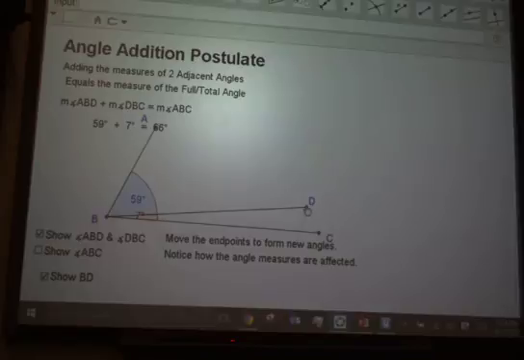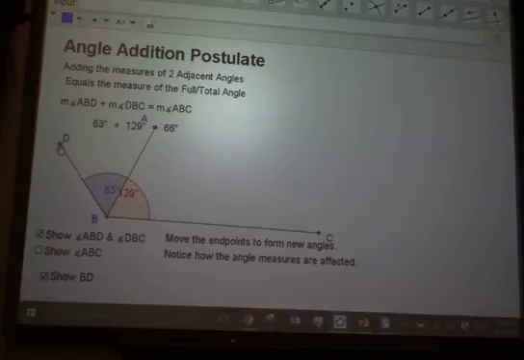So the angle addition postulate is saying, no matter where this point D shows up, we're going to add those two things together. But D has to be on the interior of ABC. Let's see what happens if I move it out here. See how I move it out there, and now it gives me an angle of 125 and an angle of 59. Does that equal 66? No. So we would kind of break the applet, break the program.